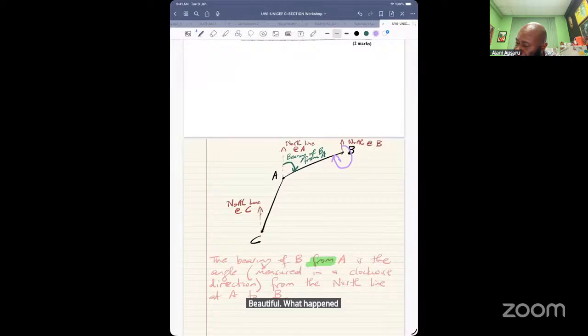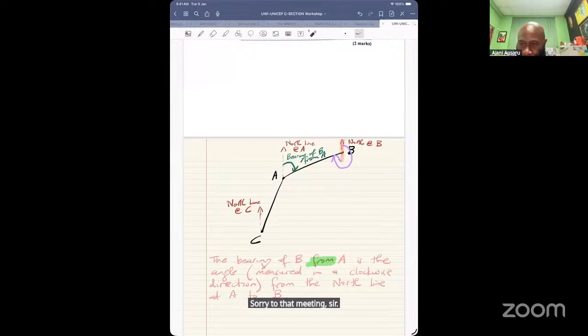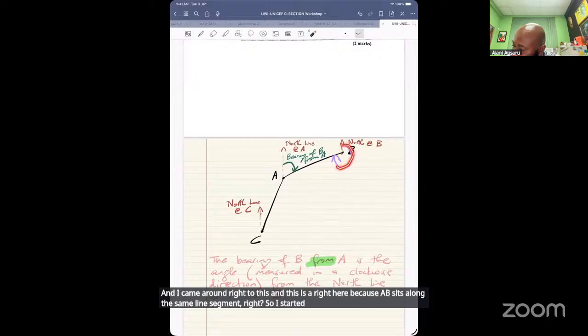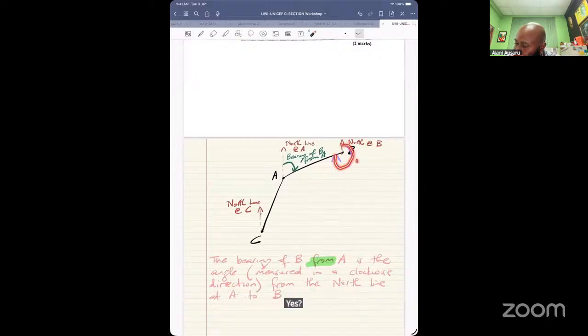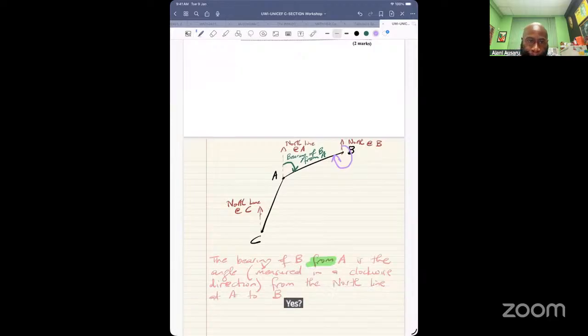What happened? Where did I start? I started at B, at the north line through B. Yes or no? So it has to be from B, right? And I came around to this, and this is A right here, because A and B sit along the same line segment, right? So I started at the north line and came around here. So this is what, as you correctly said, tell me what it is. It is a bearing of what?